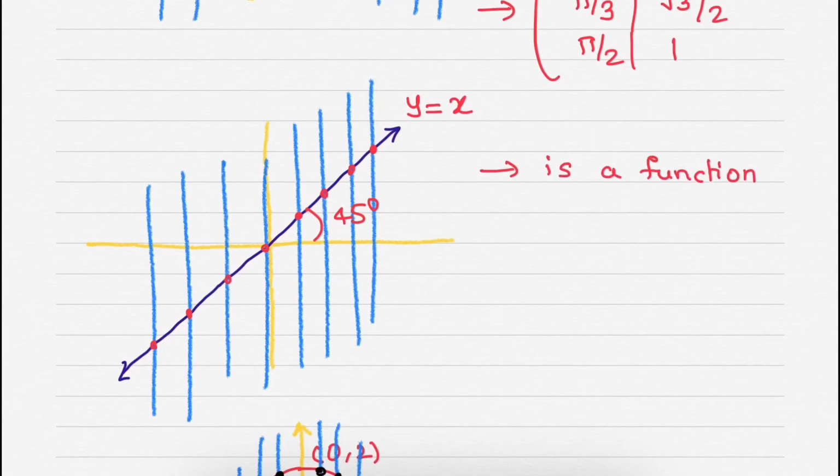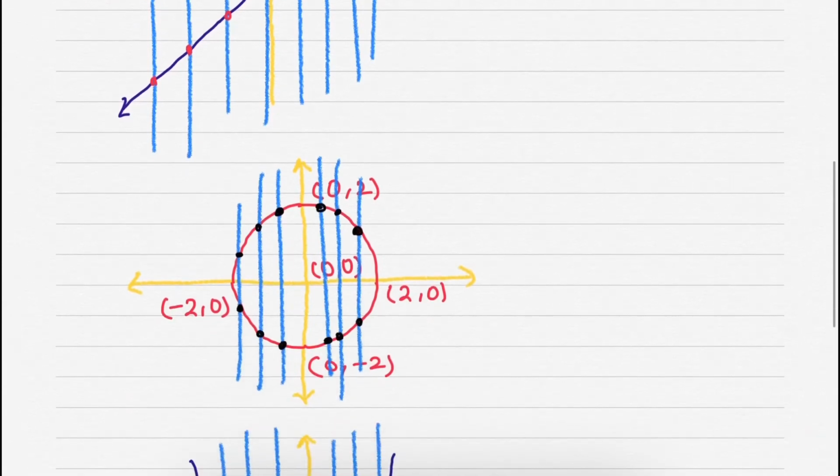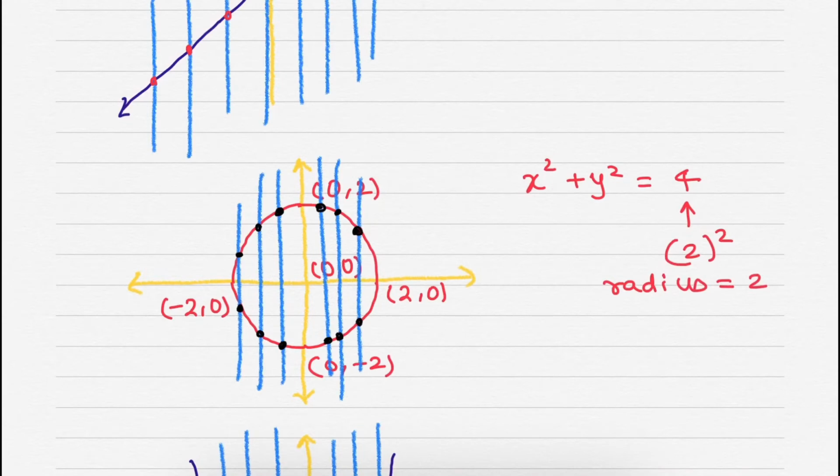The next example I chose here is a circle. Most of us know the equation of a circle: x squared plus y squared is equal to 4. In this case, 4 is basically 2 squared, so the radius of this circle is 2. That's why you find the points 2, 0; 0, 2; negative 2, 0; and 0, negative 2. Whenever there is no x or y term added or subtracted, the center of the circle is always at the origin, which is 0, 0. So in this case, the center of the circle is at the origin.